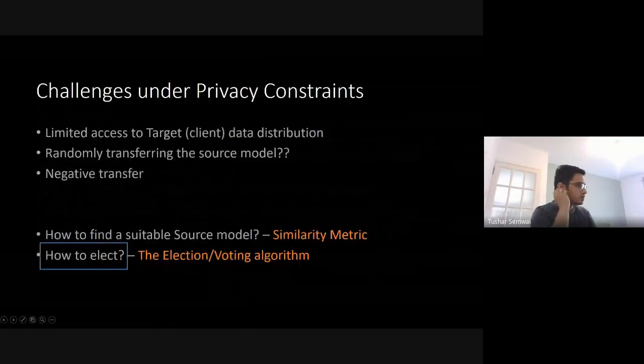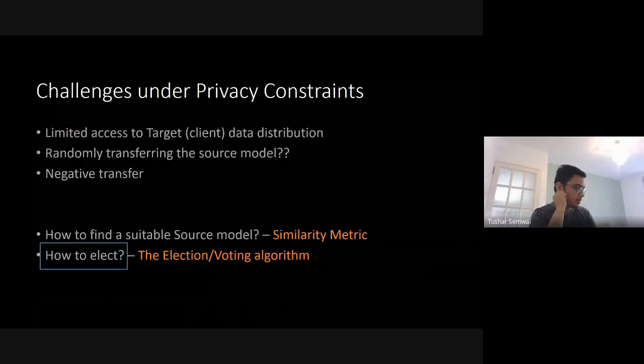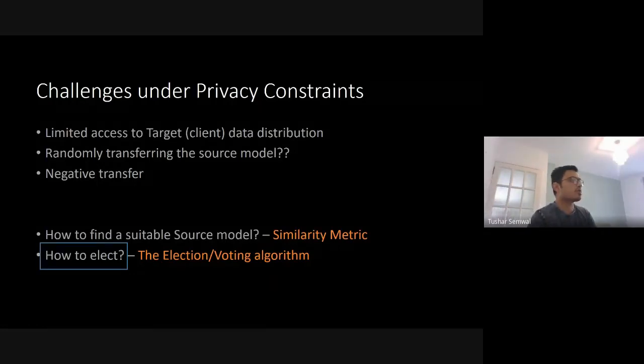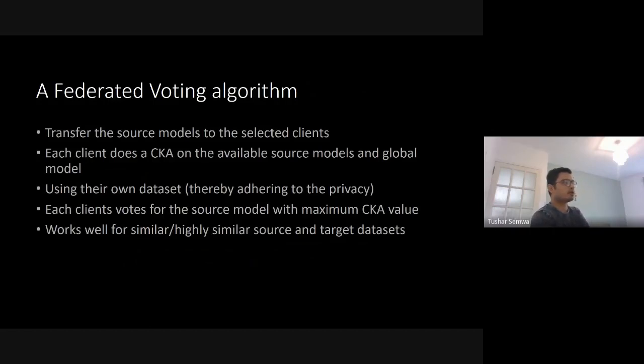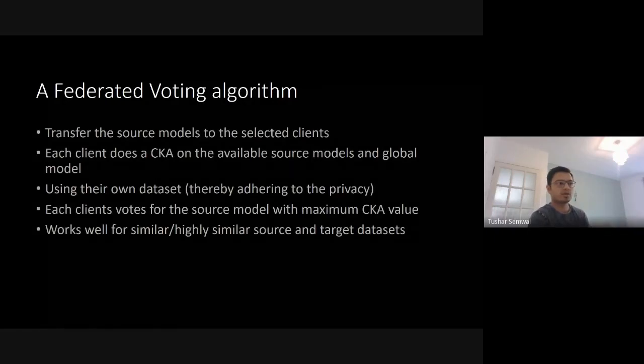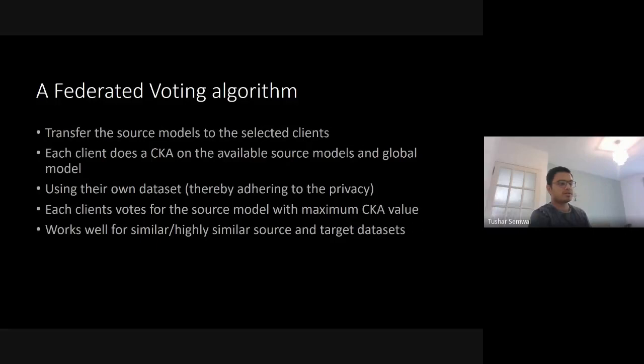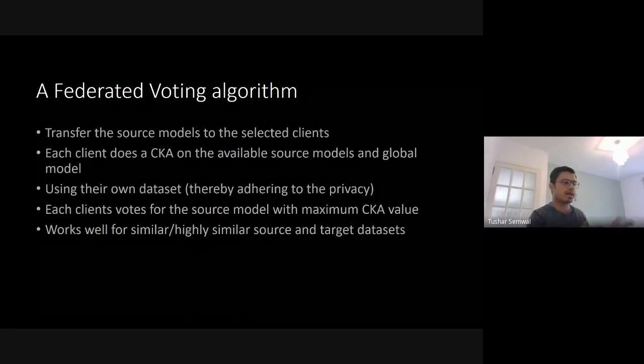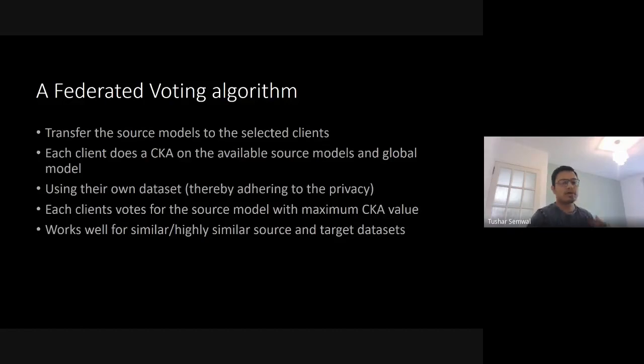The second challenge is how to elect. Once we sort out the similarity metric, how do we elect the right source model? We propose a simple federated voting algorithm, where you first transfer the source models to the clients, chosen in a federated manner. Then each client computes CKA, a similarity comparison between the source model and its own local model and the global model, and votes for the source model with the highest CKA value. The source model with the highest number of votes at the end of a round gets elected, and we transfer the model parameters to the target client and then continue with the federated training.